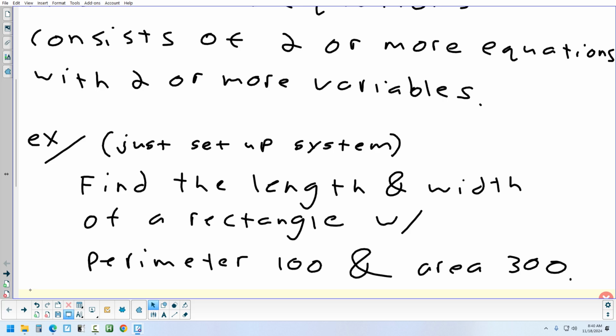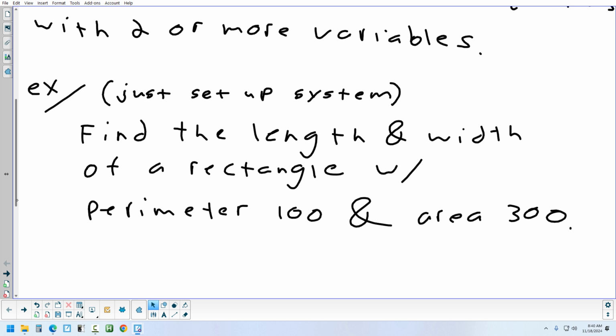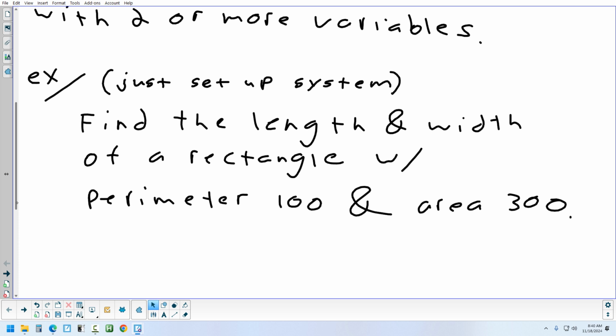So it says find the length and the width of a rectangle if the perimeter is 100 and the area is 300. Well, when you're dealing with a rectangle, what are your 2 things that you have to know about it? If you're going to draw out a rectangle, you would need to know these 2 things to be able to draw it or to build it.